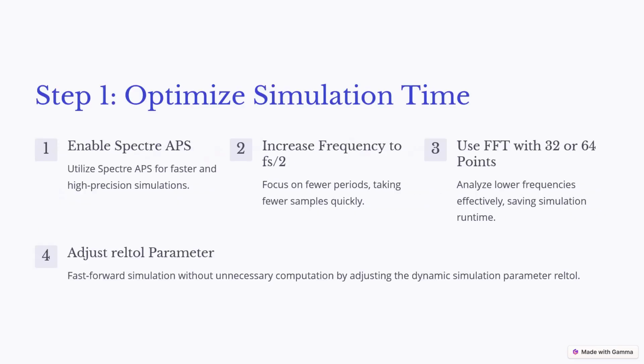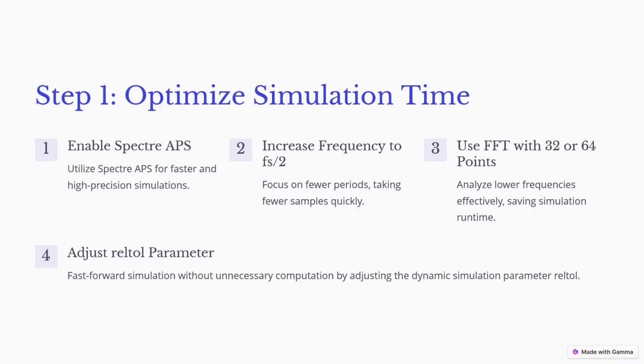Step 1. Optimize simulation time. Post-layout simulations can take a lot of time, but by optimizing your settings, you can save hours without sacrificing precision. First, enable Spectre APS in the High Performance Simulation tab of your test editor or ADL. Spectre APS is designed to make simulations faster and more efficient by leveraging parallel processing. It's your go-to tool for saving simulation time.